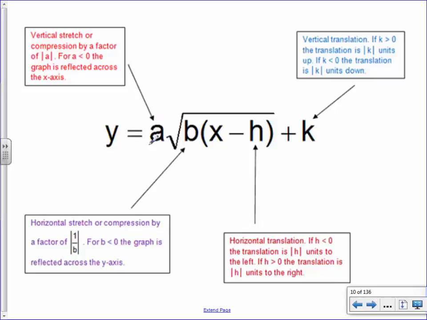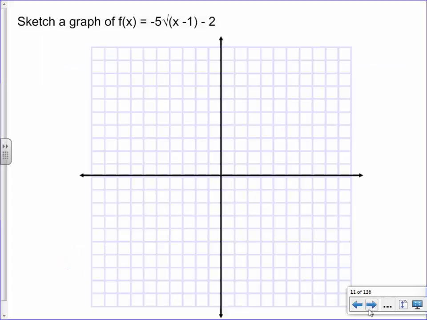If you throw an A value in front of it, it pulls the graph up and down. If you throw a B value in here, it would squish it in. If I threw an H in here, don't forget you still need to use brackets. That would move it side to side, and this would move it up and down. So now that I've shown you the basic concept, we just need to solve some different questions. So without using our graphing calculator, let's see if we can sketch what this would look like.